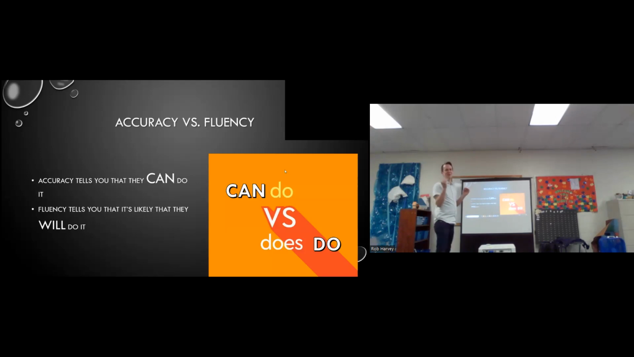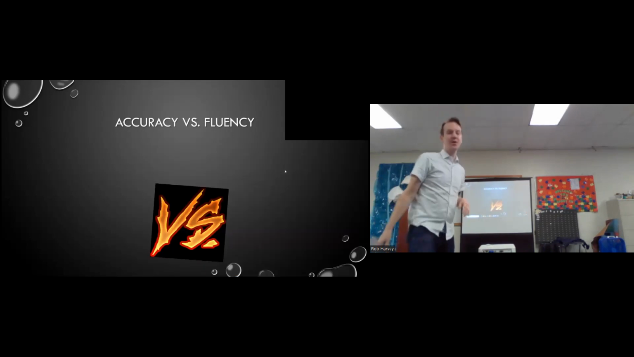Let's compare the two. When you sit in trainings or meetings with Rob, I keep saying can do versus does do. This is the meat of that. If they have accuracy, that means they can do it, they can emit the correct response. But having good fluency makes it more likely that they will do it. Does it guarantee it? No, but it makes it much more likely, and we want skills to be likely to occur.